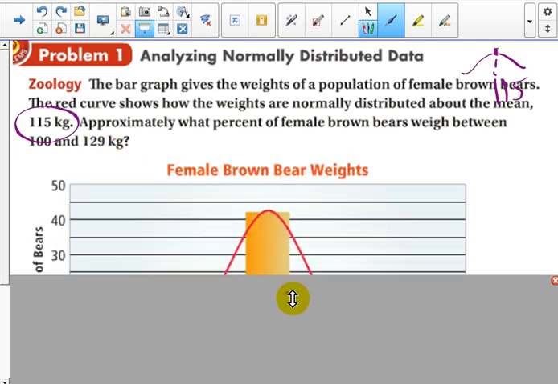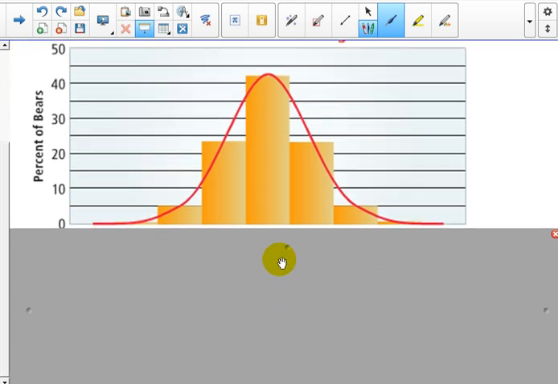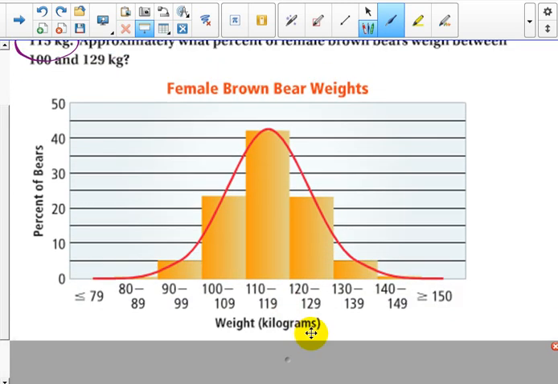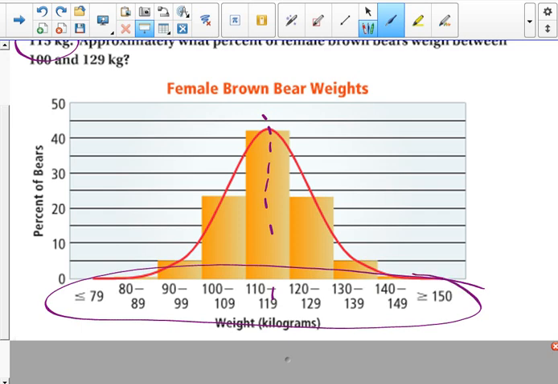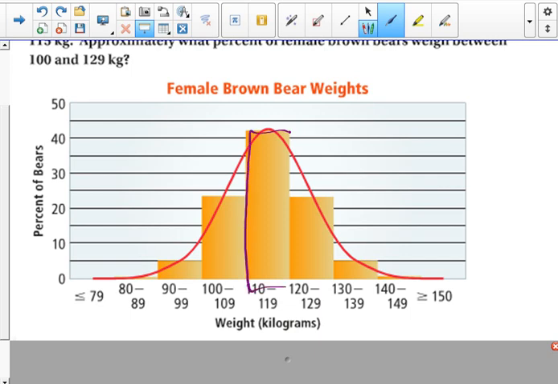Approximately what percent of female brown bears weigh between 100 and 129 kilograms? So let's look. Here it is. They said our mean is 115 kilograms. There it is. Now they put data and values to our curve. Do you see that? And they've gone ahead and marked out our chunks of data. Right? So we know that this one in the center is what? 68% of the data. And that's within 1 standard deviation here. There's your 2 standard deviations, and there's your 3rd. Right? So recognize that pattern in these things, whether we're using it like that or not.